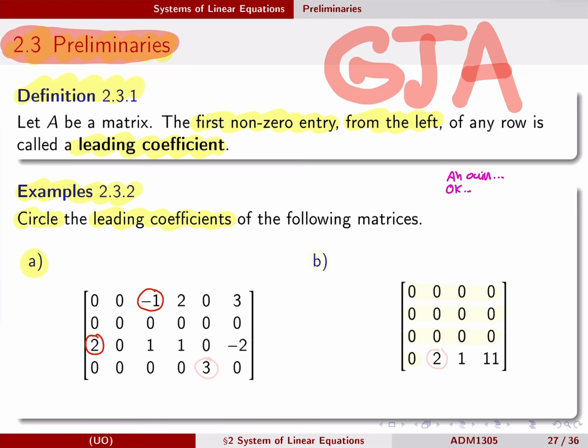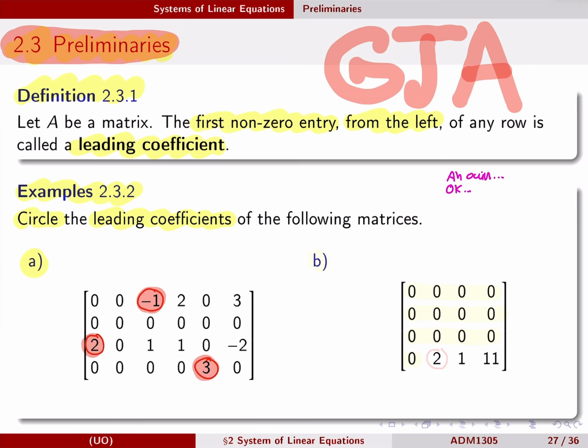And then for the last one here, we have 3 is the first non-zero entry from the left in the fifth column. So in the first row, we have -1. In the second row, we have nothing. In the third row, we have 2. And in the last, fourth row, we have 3.